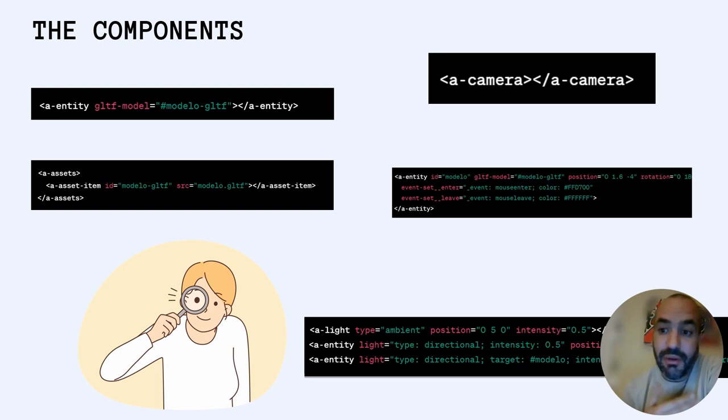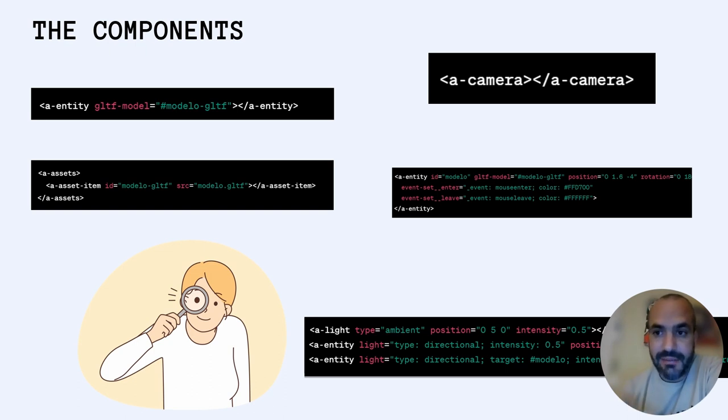Among the main components are the assets. A-Frame allows you to load external assets such as 3D models, sound, text, textures, and other things via the asset tag. This allows you to easily manage and reuse resources. Another component is the camera. The camera is crucial to virtual reality and augmented reality experiences, and A-Frame provides a default camera, which you can customize to suit your needs.